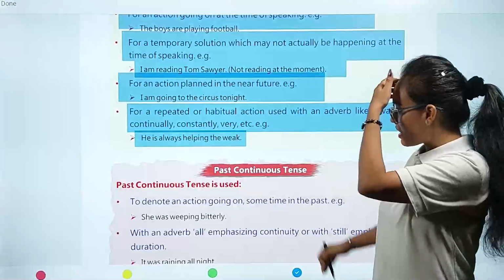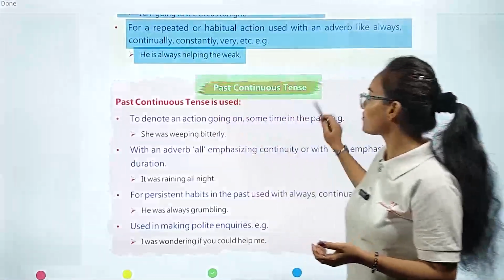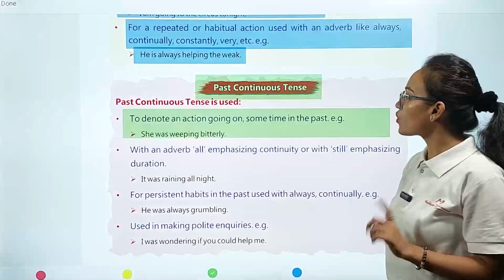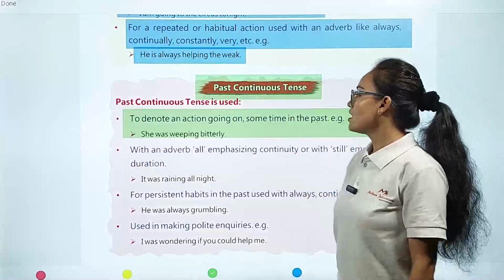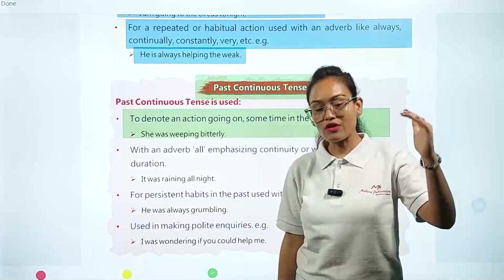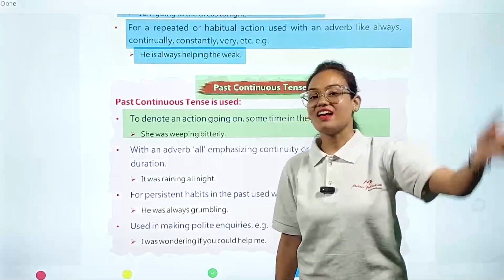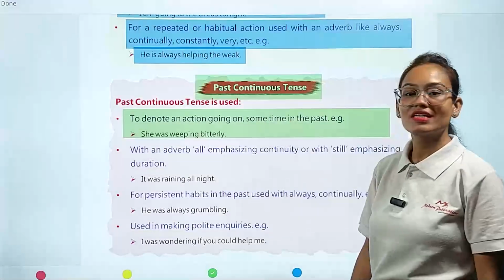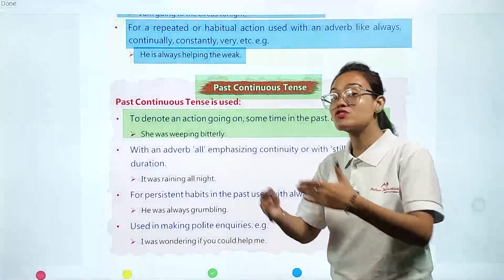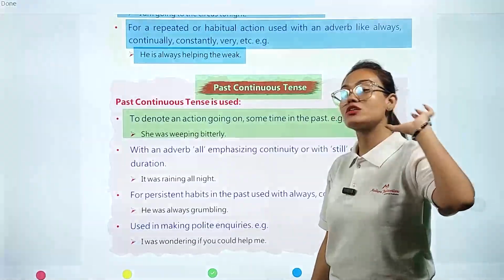Okay, now past continuous tense. Where do we use past continuous tense? Let's see. Past continuous tense is used to denote an action going on at some time in the past. Whenever we are talking about any action which was ongoing at a certain point of time in the past, here we use past continuous tense. Example, you can see: she was weeping bitterly. Okay, she was weeping bitterly.